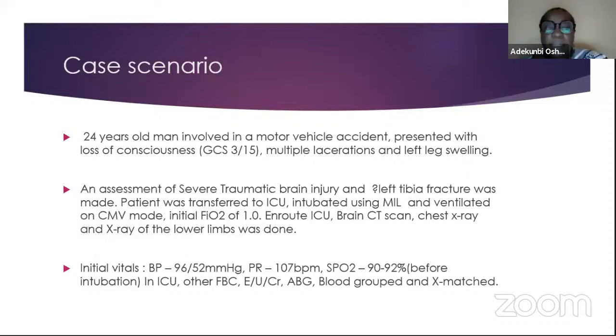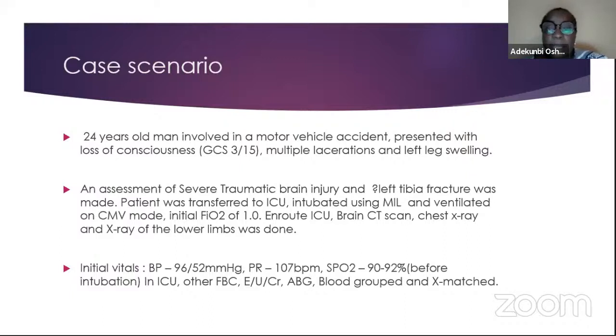So the first patient is a 24-year-old man who was involved in a motor vehicle accident. He presented with loss of consciousness with a GCS of 3/15, multiple lacerations, and left leg swelling. An assessment of severe traumatic brain injury was made, and query left tibia fracture. The consult was received from the emergency room, and so the patient was transferred to ICU.